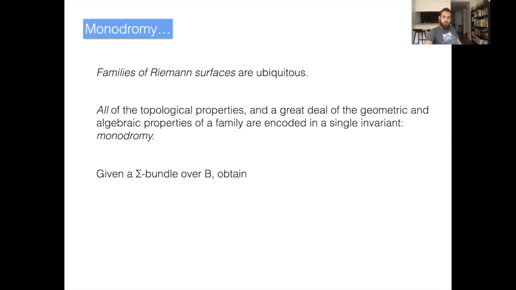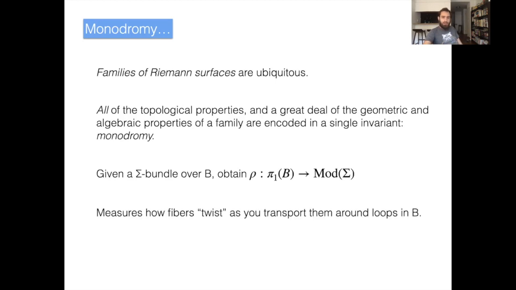To set this up, I'll formulate this in a topological way. We have a base space B, which is the space of parameters in our family. And sigma is our surface, it's the fiber. Given such an object, we have a homomorphism from the fundamental group of the base space into the mapping class group of the fiber. And this is what the monodromy is. What this does is it measures how the fibers twist as you transport them around loops in the base space.